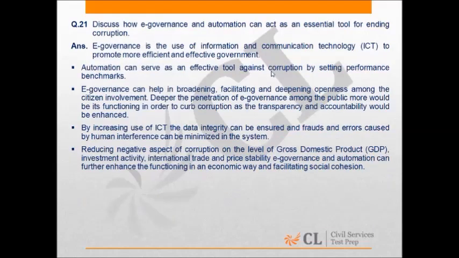Discuss how e-governance and automation can act as an essential tool for ending corruption. Okay, the question is based on e-governance or, indirectly, technology. To get rid of red tapeism, to make more accountability, to ensure more transparency, e-governance can be a tool. We have seen programs like Lokvani, e-Seva, SWAN which have ensured transparency and accountability to such an extent.